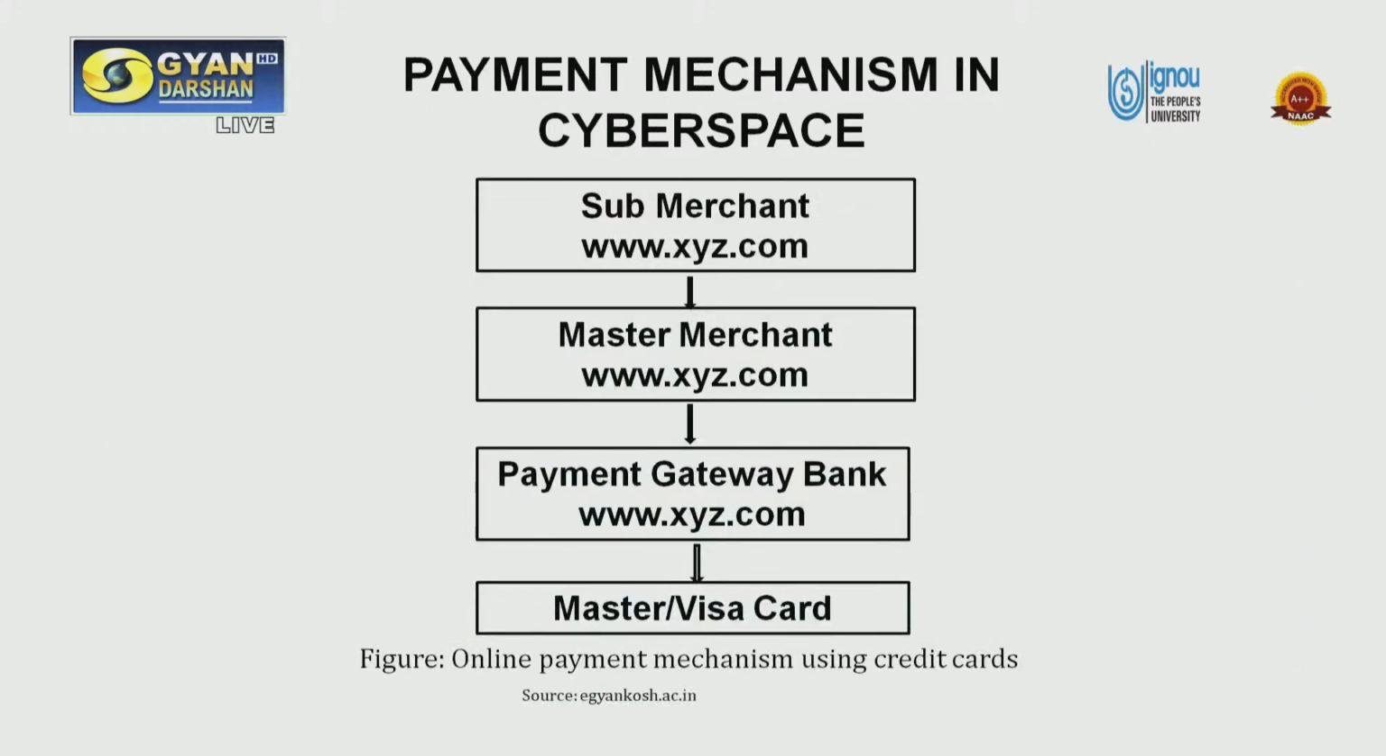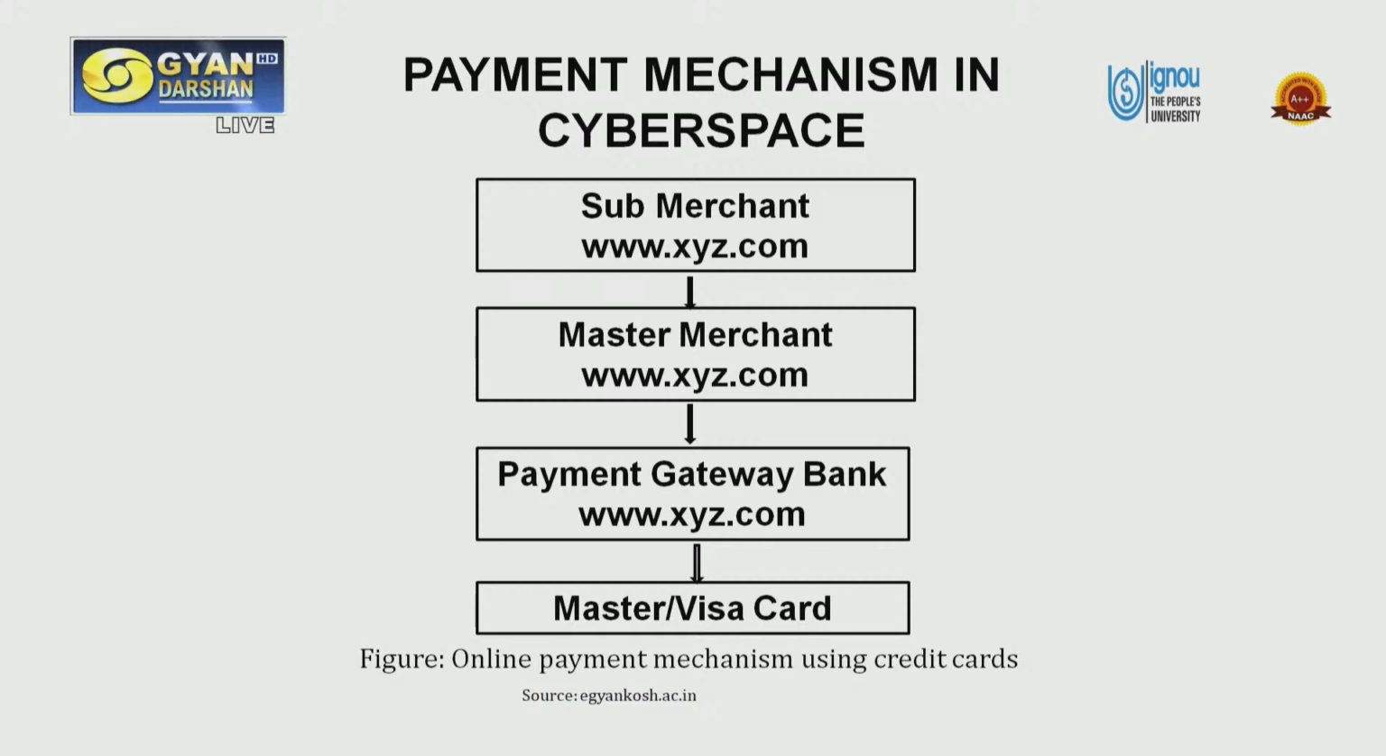But at the same time, if we see on this slide, we see the sub-merchant is the first one, who is using the master merchant. We explained the concept of how the money is protected, the payment gateway bank and the Master Visa card. So that is the online payment mechanism using credit card, and we are able to explain it in this way under the present scenario.